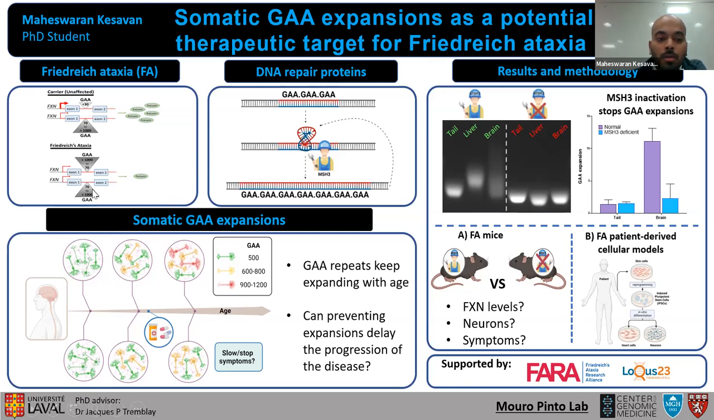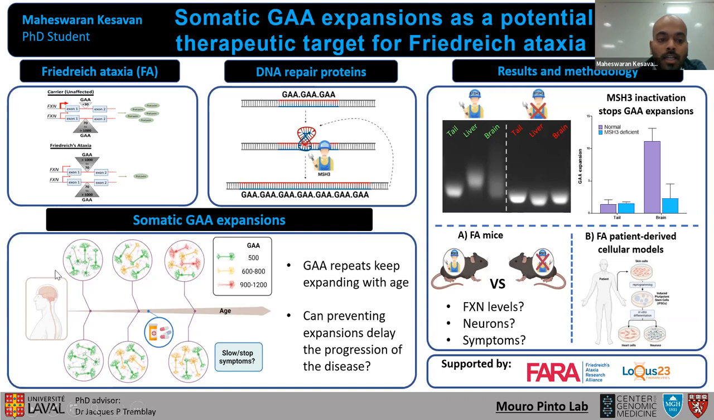The interesting thing about the GAA repeat is that these repeats are not stable. By that, I mean these repeats get expanded when inherited from the parents to the child. It doesn't stop there. It keeps expanding in patients throughout their lives. And this is called somatic expansion or somatic instabilities.